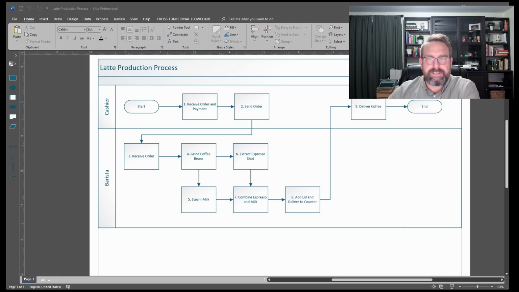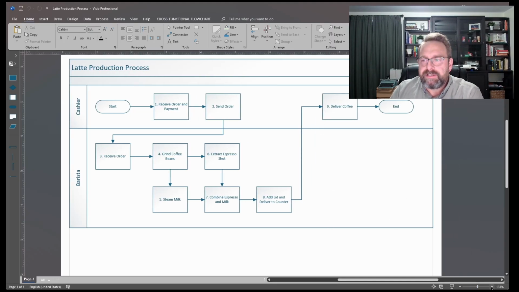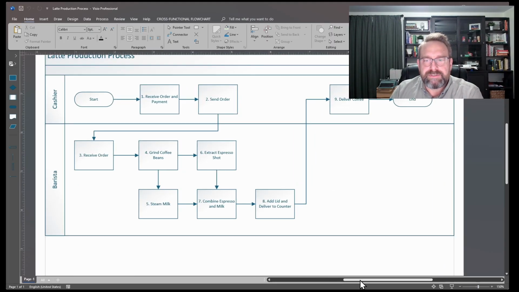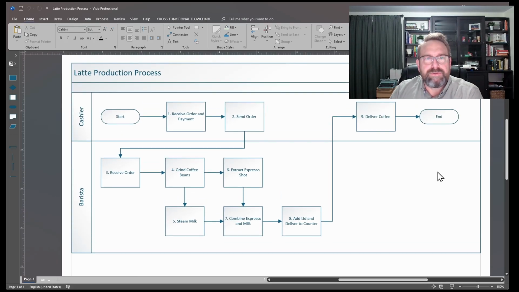All right, so let's begin walking through the FMEA. And what I've done here is I've created a fun little example process that we will use in our example. So we're producing lattes, and we have a swim lane here with 2 roles. We have the cashier and the barista. So we have about 9 process steps.